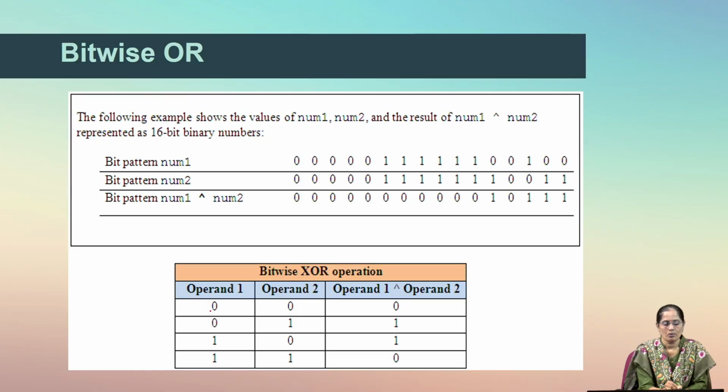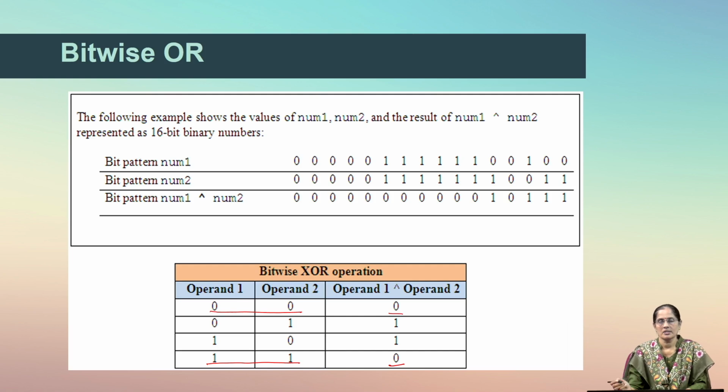So, how is it performed? Let us see with an example. We will take again two 16-bit binary values and perform the bitwise XOR operation. In the truth table of the bitwise XOR operation, we can see that if both the inputs are zeros, then we get the output to be 0. Again, if both the inputs are ones, we again get the output to be 0. Otherwise, if the inputs are unlike, we get the output to be 1.